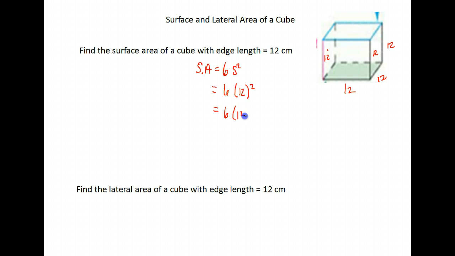12 squared is 144. Remember, squared means the number times itself. That's a common mistake people make. They take it times 2 instead. So 12 times 12 is 144, and then 6 times 144 is 864. So our answer is 864 square centimeters.